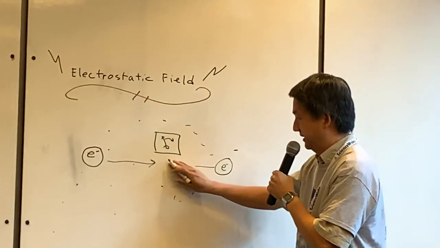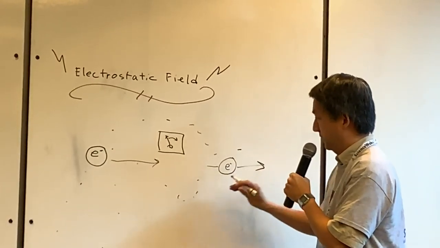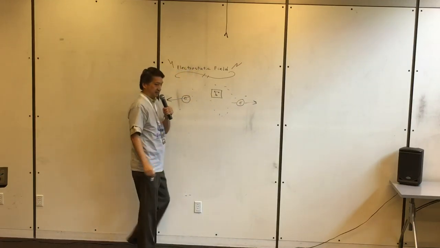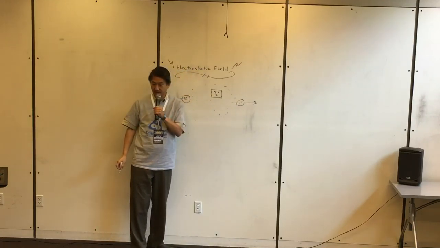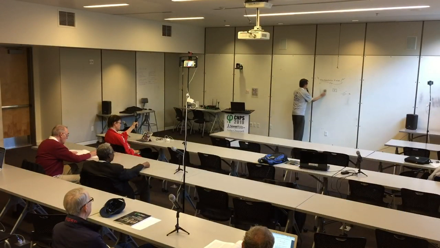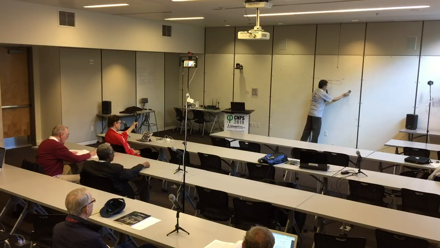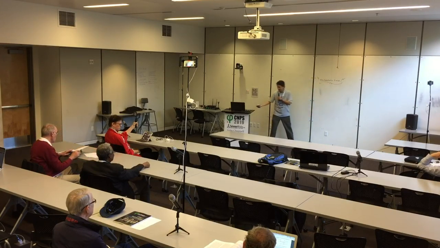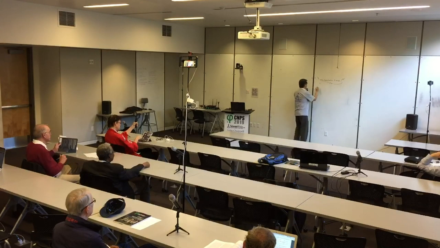Now the other thing is that if this thing is actually an electron, then instead of them wanting to go together, they want to run apart, and they do so with acceleration. That is the basic thing that we want to be talking about here.